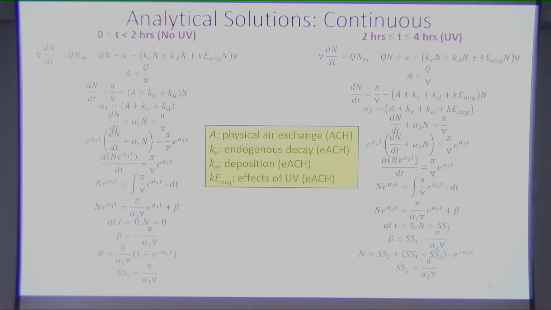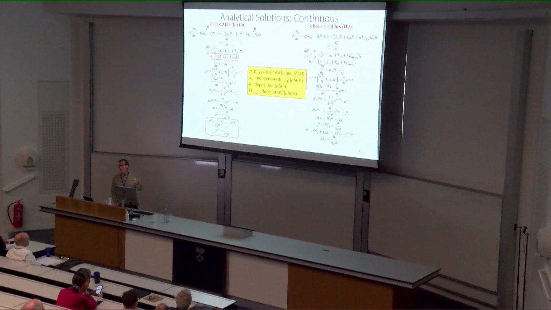This is a description of what I referred to previously as the continuous experiment. In the continuous experiment, for the first 2 hours, we are not using UV, but we are introducing the challenge agent, so we just assign values of 0 to those two parameters. What I wanted to point out is this parameter that we're calling alpha 1, which accounts for the effects of physical air exchange, endogenous decay, and deposition. Those are all first-order processes, so the time constants are additive, and we add them. That parameter turns out to be the fitting parameter that we apply nonlinear regression to, to come up with an estimate from an experiment.